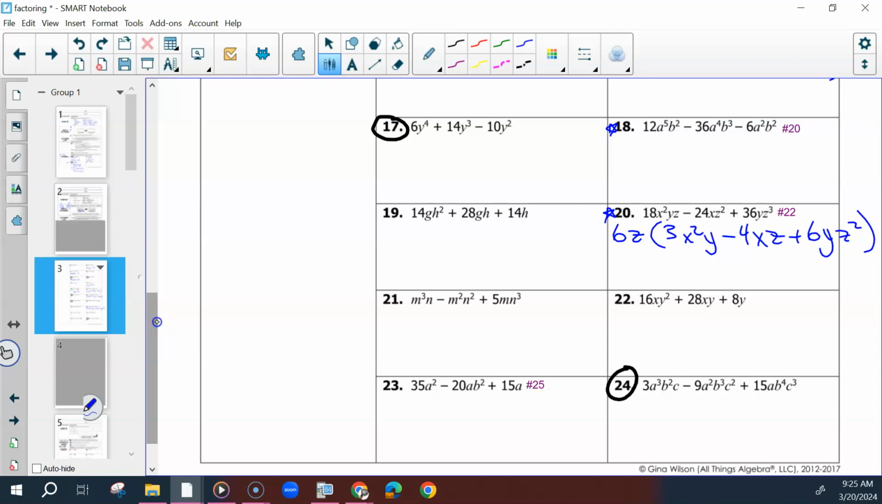Are there any that we skipped over or any that remain that we want to go over, or have questions about? 21. 21. Any others? 24. 24.